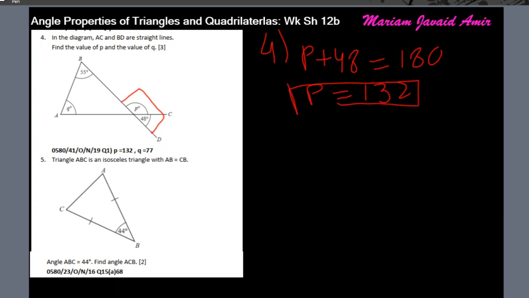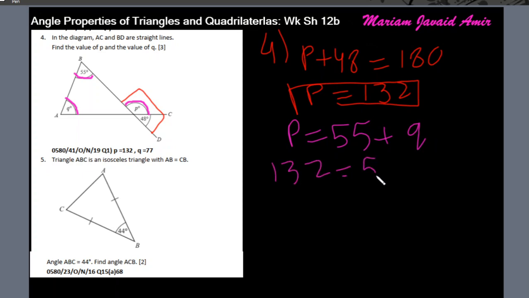And for q, let's again use the formula. Exterior angle equals the sum of opposite interior angles. So p equals 55 plus q. So 132 equals 55 plus q. So to find q, subtract 55 from 132, and we get 77.